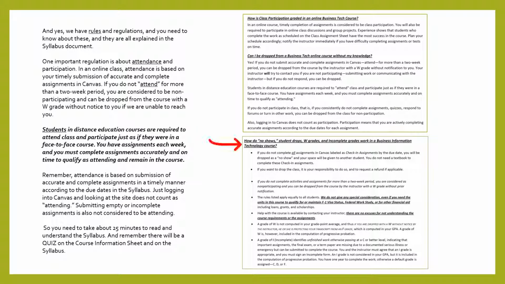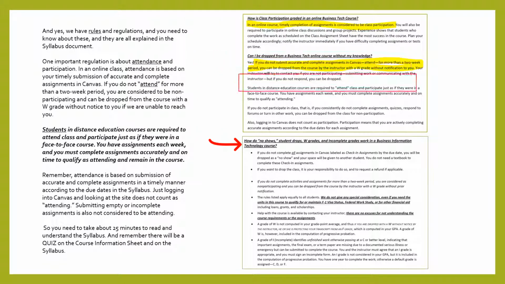And yes, we have rules and regulations, and you need to know about these, and they are all explained in the syllabus document. One important regulation is about attendance and participation. In an online class, attendance is based on your timely submission of accurate and complete assignments in Canvas. If you do not attend for more than a 2-week period, you are considered to be non-participating and can be dropped from the course with a W grade without notice to you if we are unable to reach you.